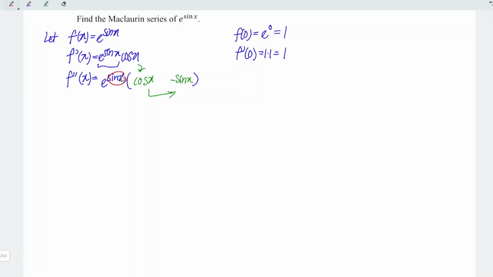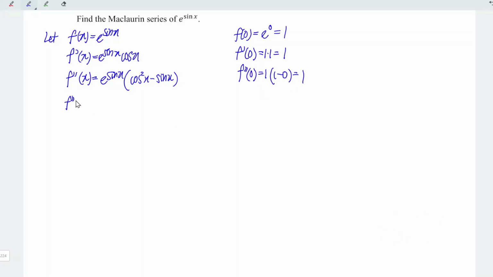Lastly, obtain the derivative of the power of this exponential function and multiply it to the first term in the bracket. So we have cos x. Simplify and we should obtain e to the power sine x times (cos squared x minus sine x). At point x is equal to 0, we have 1 times (1 minus 0), which is equal to 1.